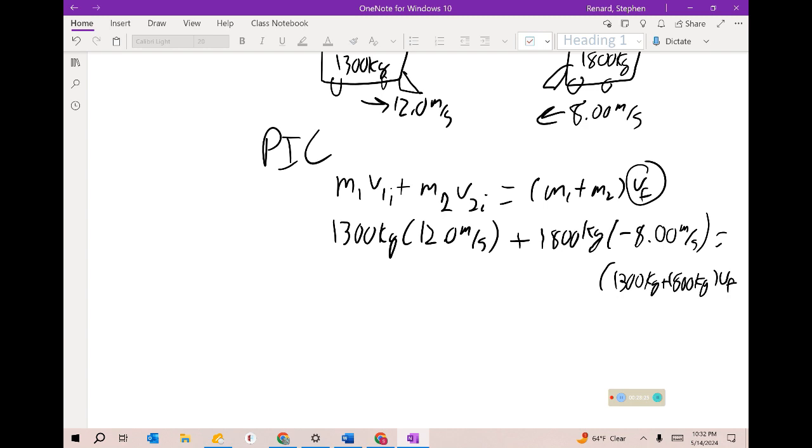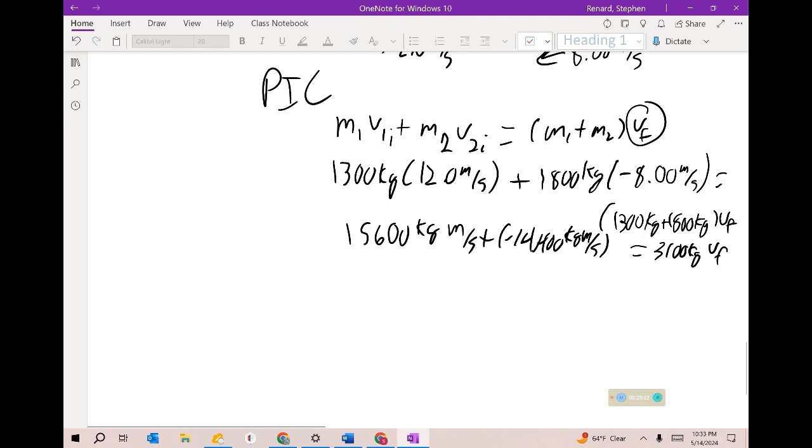Okay, so we're going to go 1,300 times 12. It's 15,600 kilogram meters per second. And then 1,800 times negative 8 gives us negative 14,400 kilogram meters per second. And that's going to add up to 3,100 kilograms times our final velocity. 15,600 minus 14,400 is 1,200 kilogram meters per second.